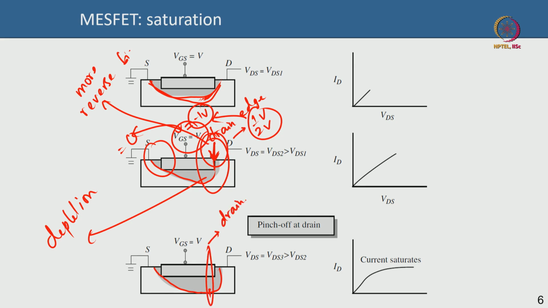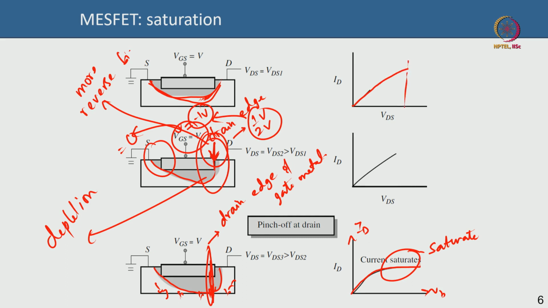This is the drain edge of the gate metal. So, at that point your channel depletion will be so much that it will pinch off the channel, which means the current cannot go from the source to the drain. On the source side it does not pinch off, on the drain side it pinches off. So, once it pinches off, if I plot the drain current with respect to the drain voltage, then the current will saturate like that. This part is called saturation. Once the pinch off has happened, the current will saturate. Okay. Before pinch off the current keeps increasing with respect to the drain bias, and once it crosses that point it will saturate.